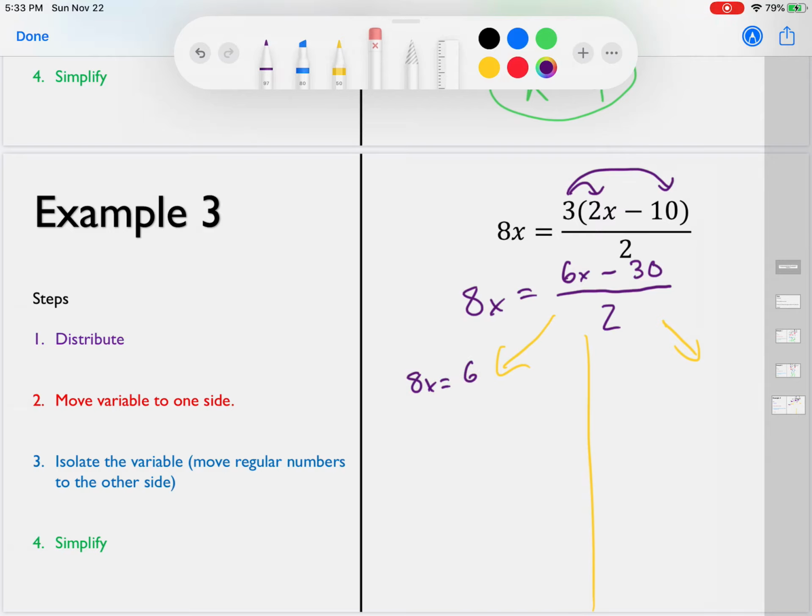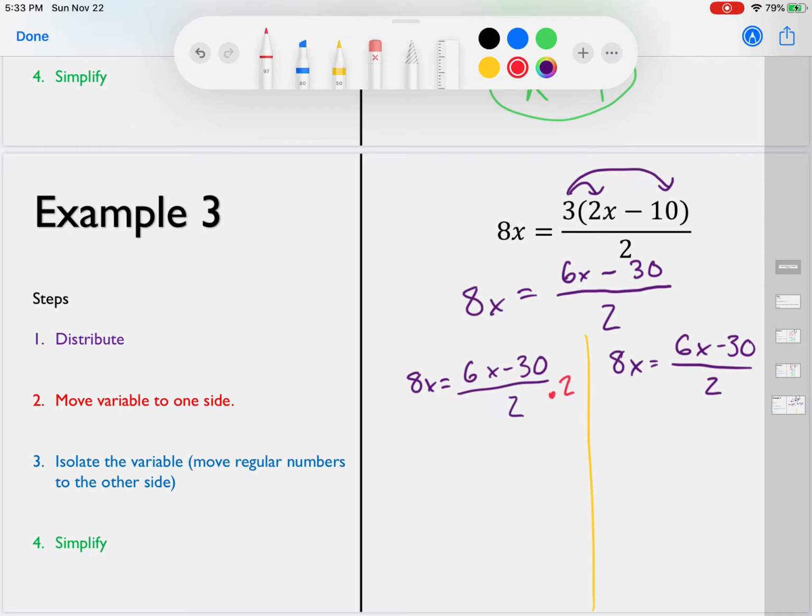So I'm going to copy down both of these equations here. So 8x equals 6x. Let's erase that. I think you guys get the point of us splitting this. 6x minus 30 over 2. And then the same thing on this side. 8x equals 6x minus 30 divided by 2. So let's look at this left side first, and we'll solve that all the way through.